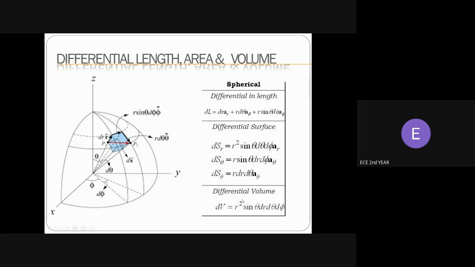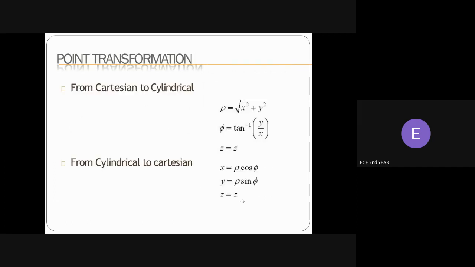So till now we have seen what a coordinate system is, what coordinates are available in each coordinate system, and the relation between the coordinate systems. And in each coordinate system, we have seen three formulas: one for the differential length, another for the differential surface, and the last one for the differential volume. Right, here the point transformation is given. For example, if they give a point in one coordinate system and ask you to convert that to the other coordinate system, what do you have to do?